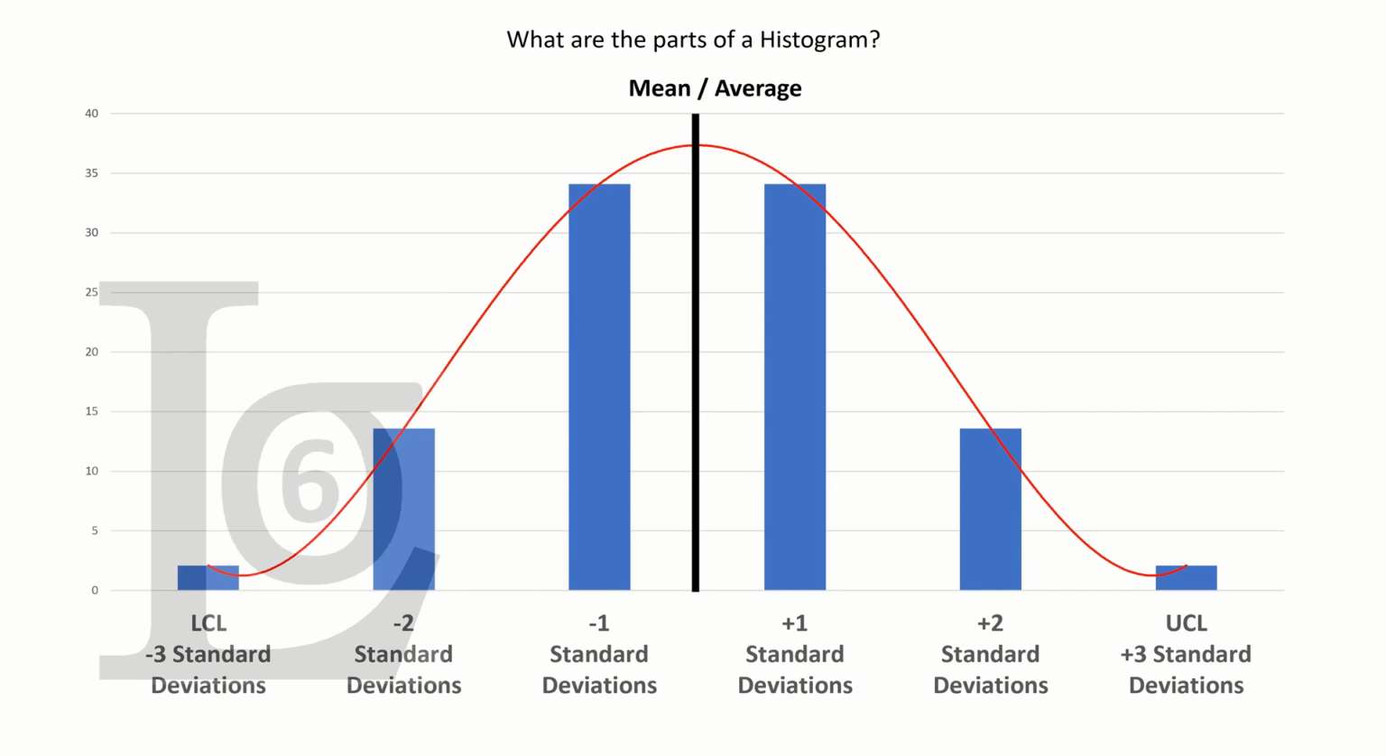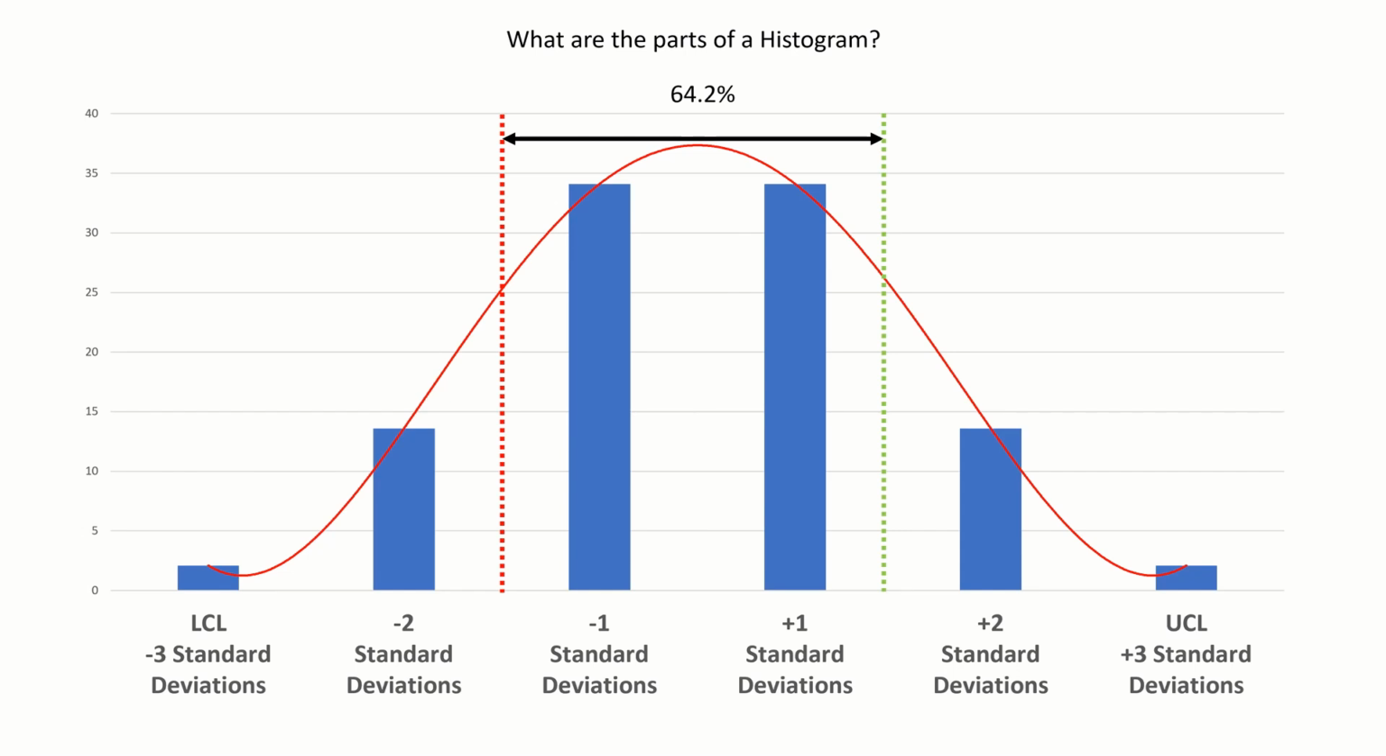In the middle of the histogram will be the mean, or the average, of the data. And if the data is normal, it'll also be the median. On each side will be one standard deviation from the mean for each bucket. So each bucket represents about 34.1% of the data in that sample set. Combined, these two buckets, or these standard deviations on each side of the mean, will have about 64.2% of your data.